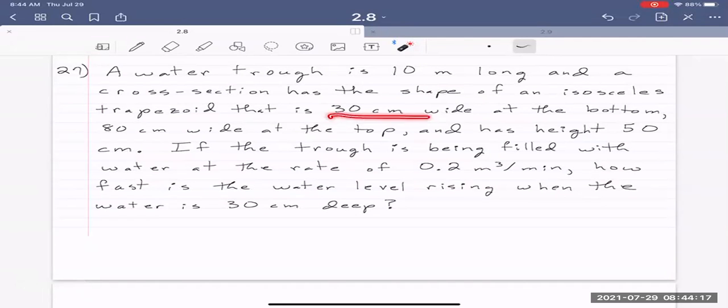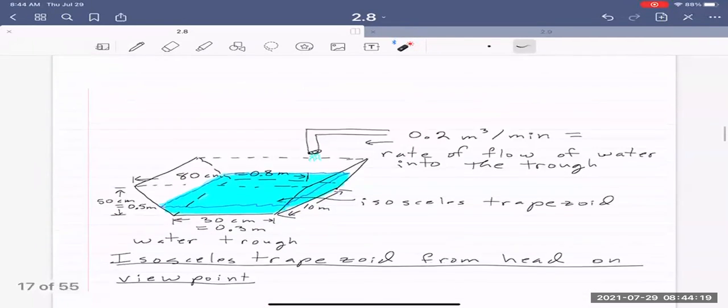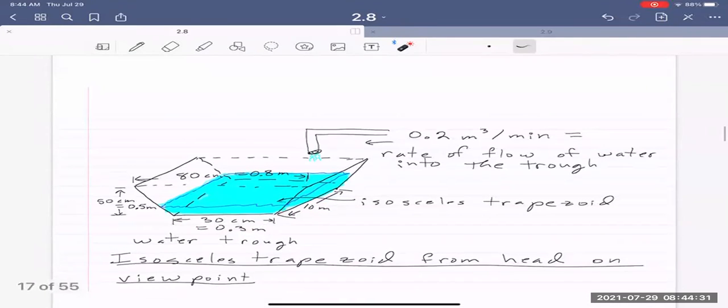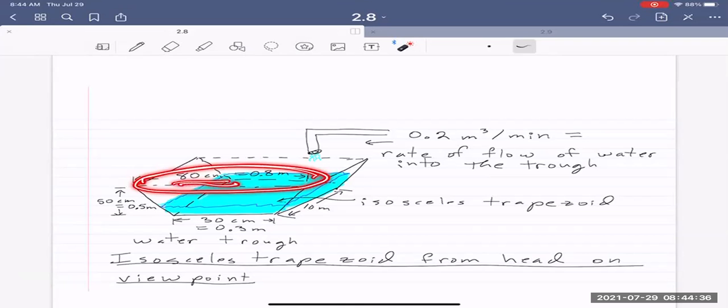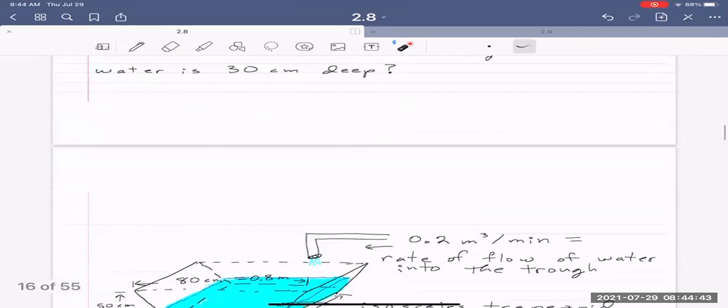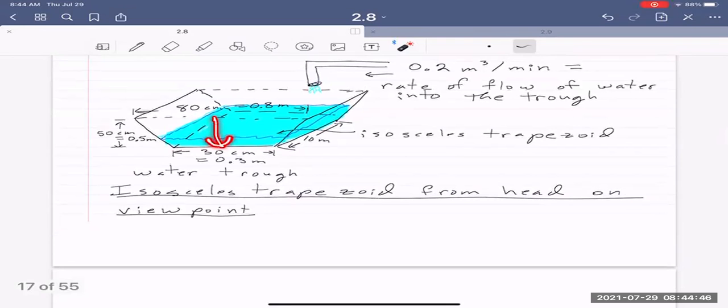It is 30 centimeters wide at the bottom. And so the width at the bottom is 30 centimeters. 80 centimeters wide at the top. And so this width here at the top is 80 centimeters. And it has a height of 50 centimeters. So this height here is 50 centimeters.